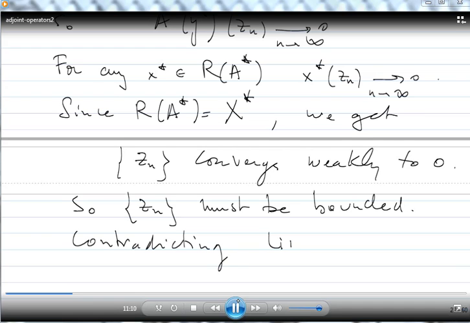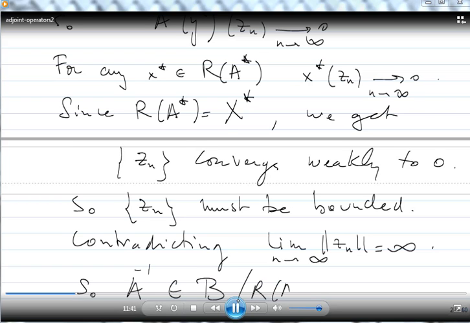The limit of the norm of Zn equals infinity when n goes to infinity. So this is the desired contradiction, and therefore our assumption is wrong, and A inverse is continuous at 0. So A inverse is a bounded operator from R of A into X. That's the proof of the first part.